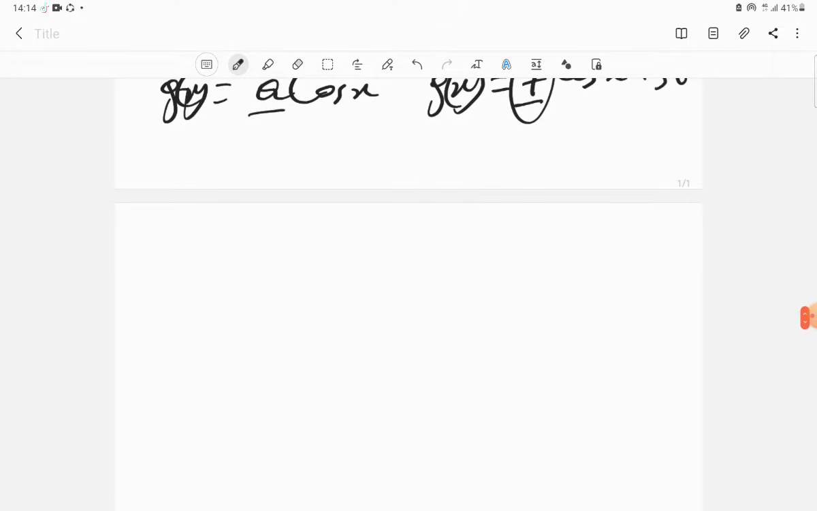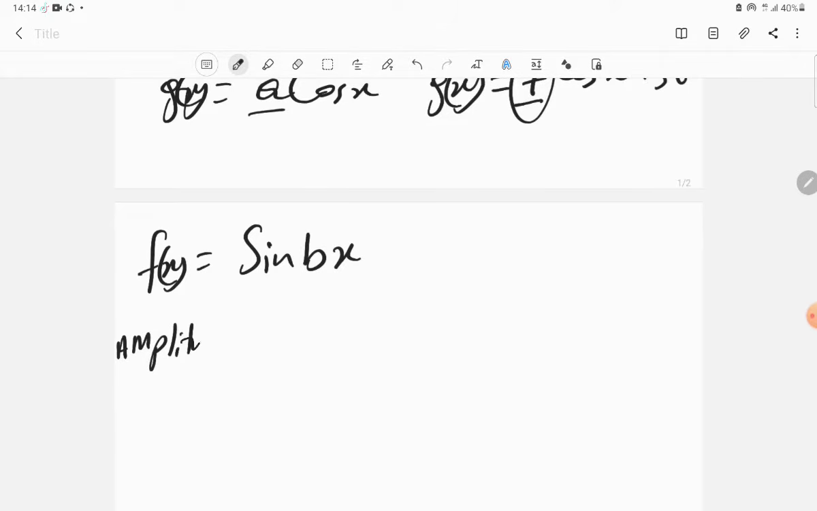Now let's try to find another effect. Let's have f(x) equal to sin bx. We are having this one now. If someone asks you what is the amplitude of this graph, you have to look for the value of A there. What is the value of A? The value of A is 1. So the amplitude is still just equal to 1.